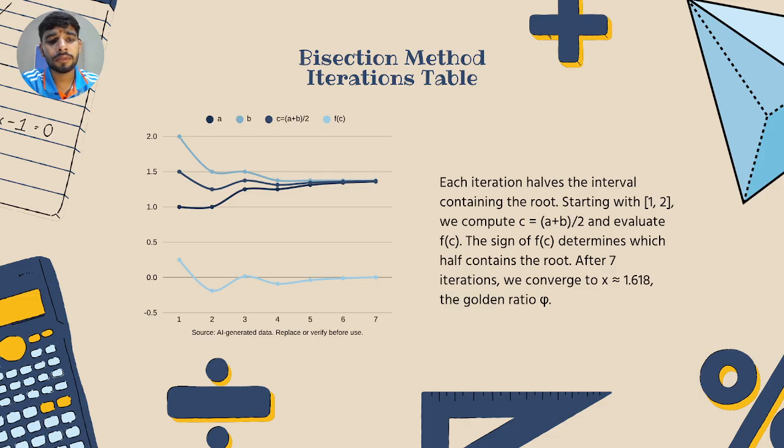Here is the graph that shows the values of a, b, and c, and f of c. You can see how the calculation of f of c goes, and how the bisection method works. It halves the interval, and then with the new interval it halves again, and it converges to a final solution point. Each iteration halves the interval containing the root, as we have seen in the graph. Now we go to the actual solving by using the tables.